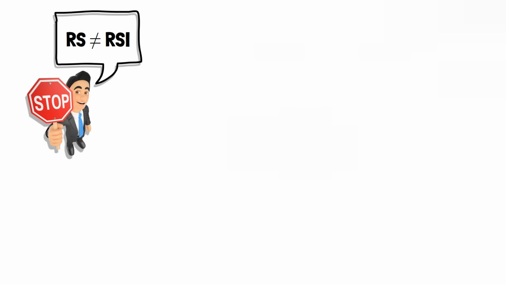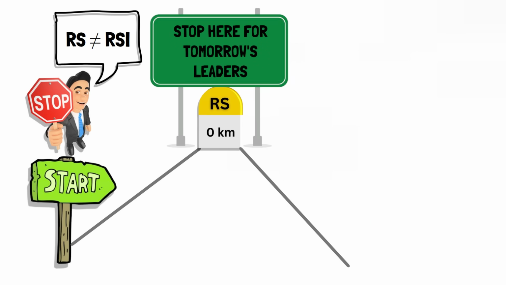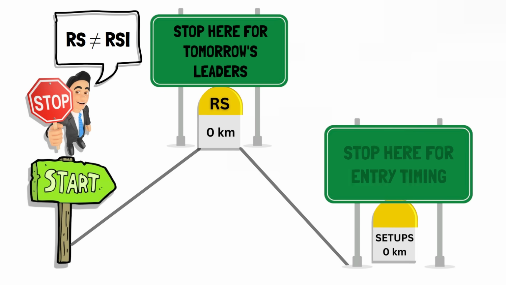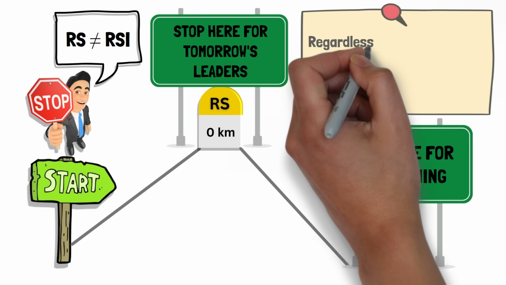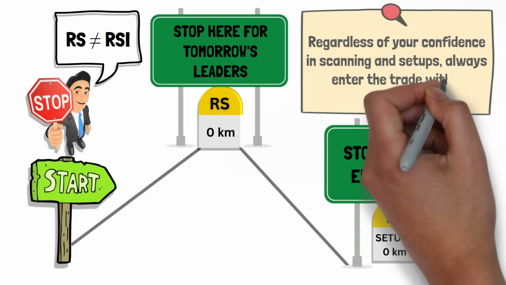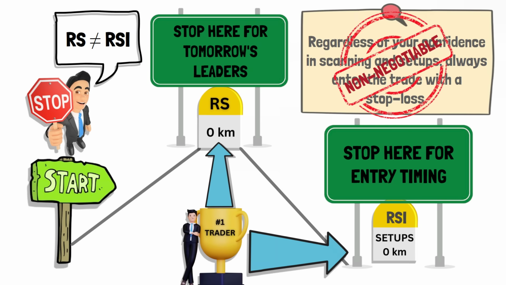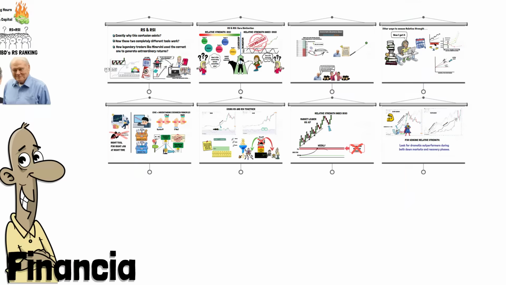If you're serious about improving your trading results, stop confusing these 2 completely different tools. Start with relative strength to identify tomorrow's leaders, and then screen for setups in those names to time your entries in those leaders. You can use RSI as one of the setup tools. It goes without saying, regardless of your confidence in scanning and setups, always enter the trade with a stop loss. That is non-negotiable. Your trading success depends on understanding these fundamentals. Don't let confusion cost you the next big winner.